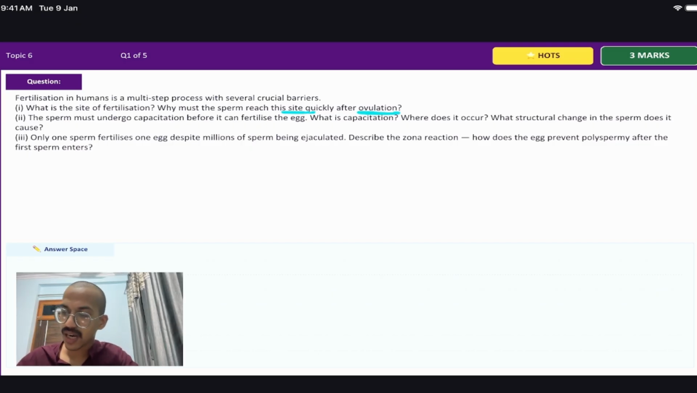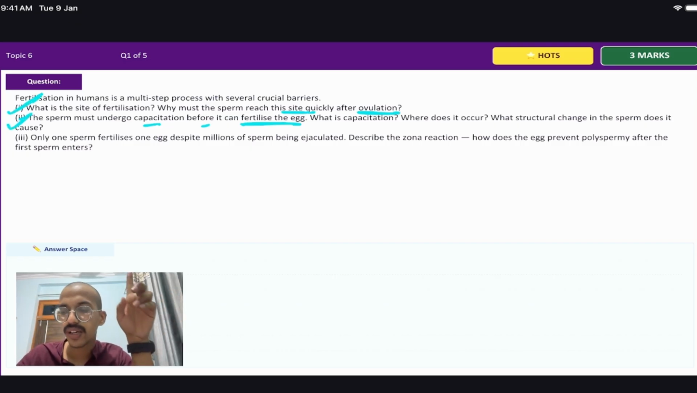The sperm must undergo capacitation before it fertilizes the egg. What is capacitation? These are certain morphological changes in the sperm for it to become capable of fertilization. For example, its plasma membrane should be removed, and it has faster movements. All of these things are part of the capacitation. Where does it occur? It occurs in the uterus and the fallopian tubes. What structural changes does the sperm undergo? Removal of that membrane, whiplash movement, faster movements and all those things.